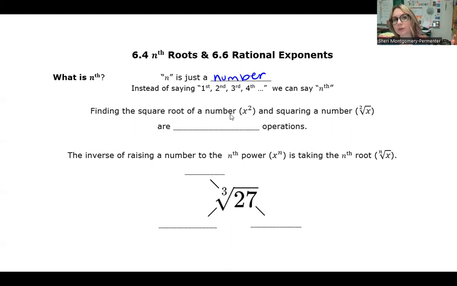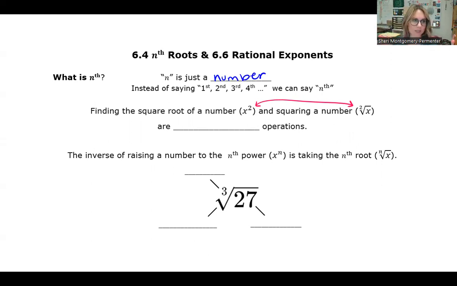So finding the square root of a number, so it's not the nth, it's the second. Finding the square root of a number and squaring a number. Oh, I should have had those switched. That doesn't make sense the way it's written. These should be switched. Finding the square root of a number, and it should have been that. And squaring a number, it should have said that.